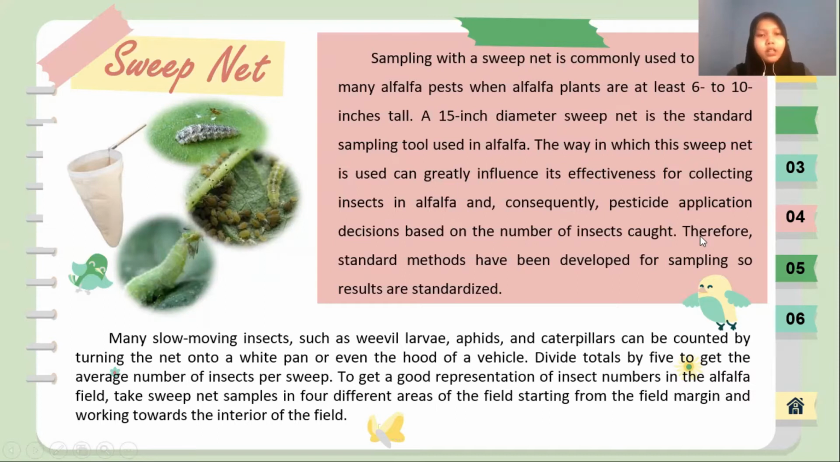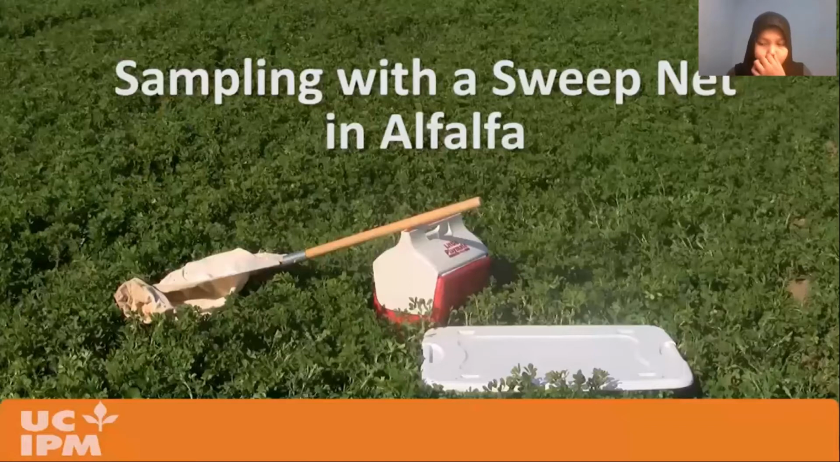Many slow-moving insects such as pupae, larvae, aphids, and caterpillars can be counted by turning the net into a wide pan or even the hood of a vehicle. Divide totals by 5 to get the average number of insects per sweep. To get a good representation of insect numbers in the alfalfa field, take sweep net samples in 4 different areas of the field, starting from the field margin and working towards the interior of the field. There's a video about how to use a sweep net.